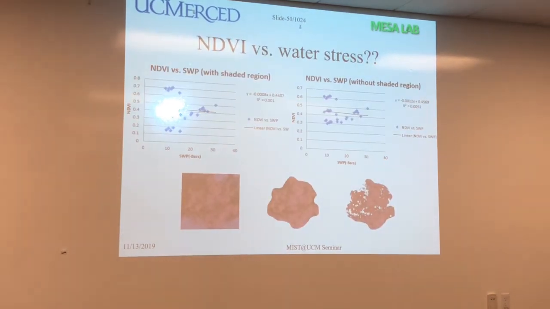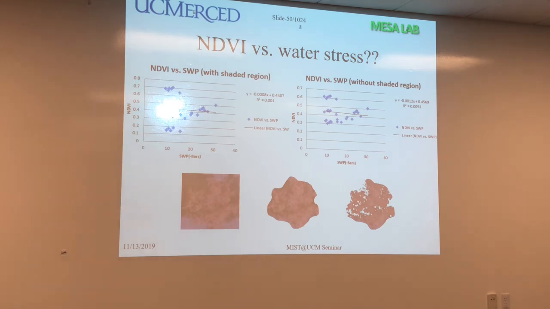We take pictures. This is a canopy from the top, you see a canopy. But there are some soils showing in here too. We don't want that, so we just remove the soils. Then there are still some holes, I just remove those. So these are all the leaves put together, and we find the mean of this NDVI, Normalized Difference Vegetation Index. This SWP is our ground truth.